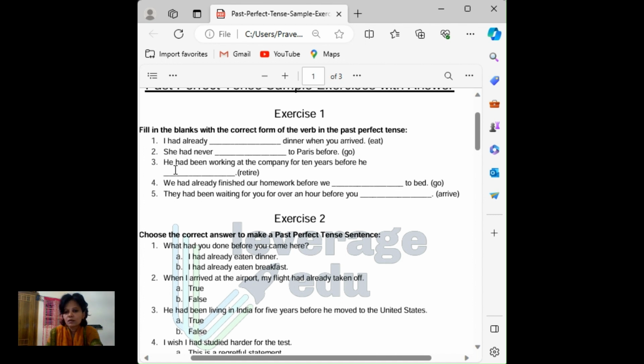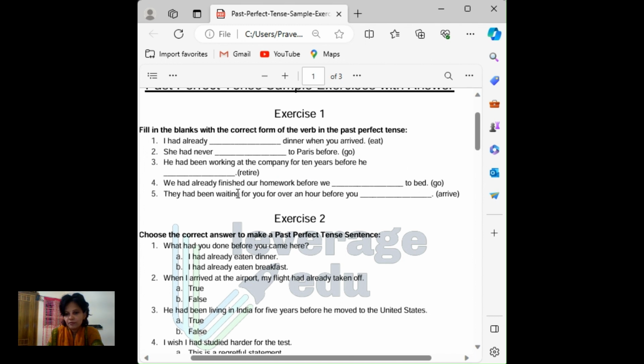And the third one: he had been working at the company for 10 years before he retired. We should add here retired, the past participle. He did his work for 10 years before he came out of that job. Retirement usually happens at 55 or 60 years, I think. So before that, he did that job for 10 years before he permanently left his company. He had been working 10 years. He did work in that company before he got retirement. That is what it means.